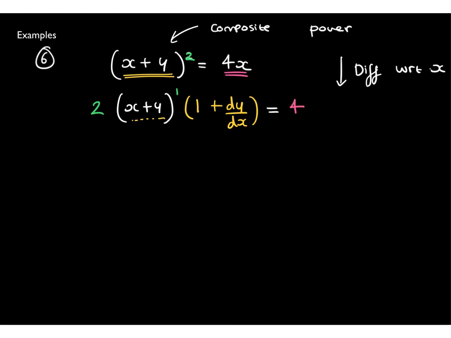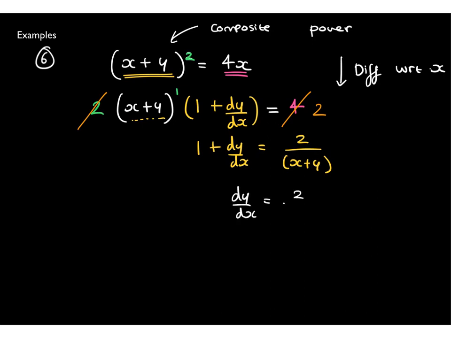Lots of different ways of going about our simplification here. We can divide through by 2, and then we can say that 1 plus dy by dx is equal to 2 over x plus y, dividing through by that bracket x plus y. dy by dx is then equal to 2 over x plus y, subtract 1, and then you can simplify that if you wish to 2 minus x minus y over x plus y, combining denominators.